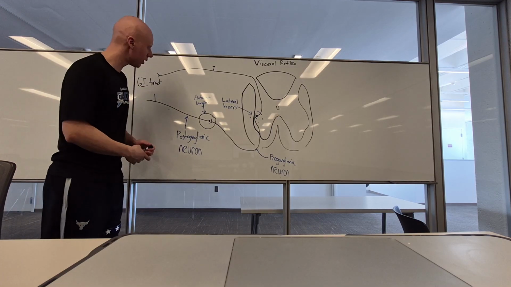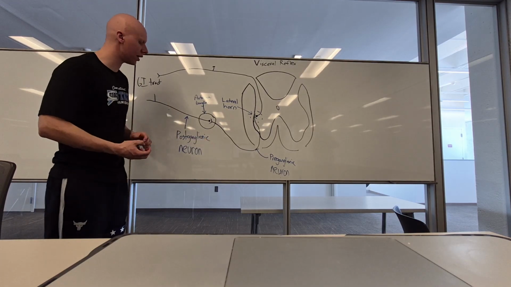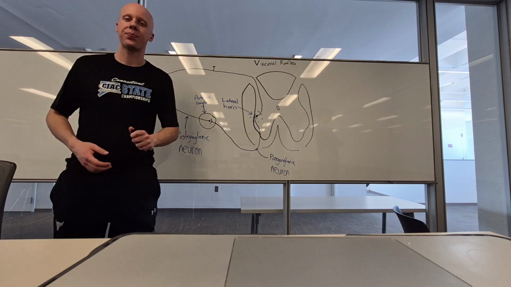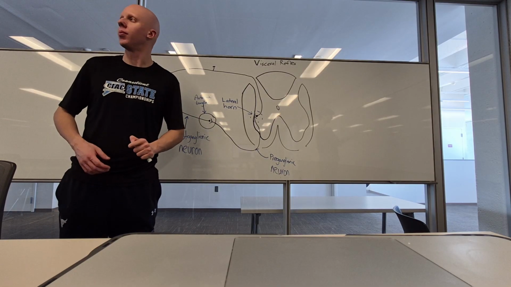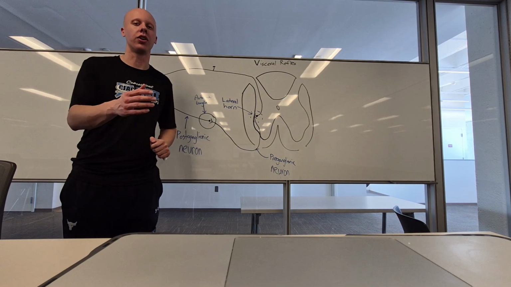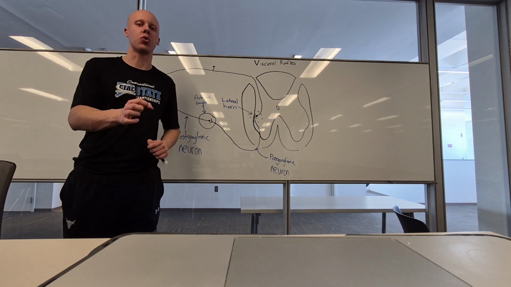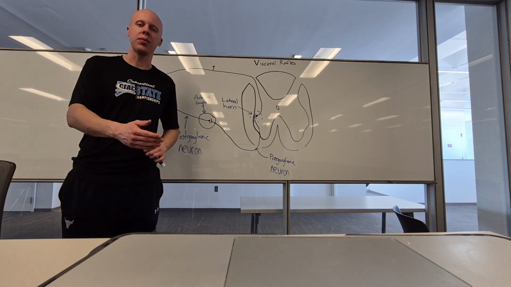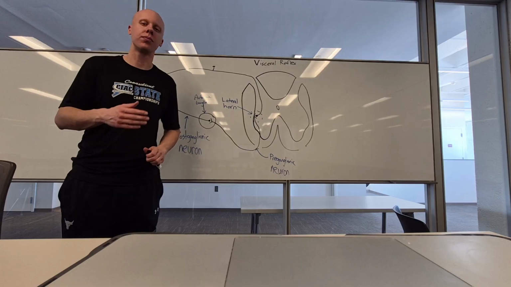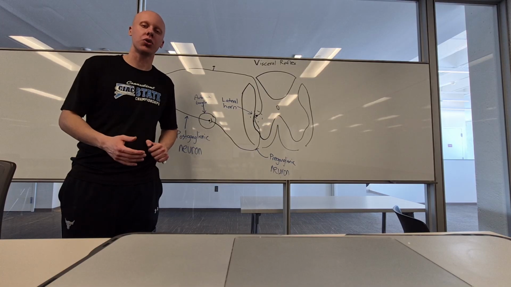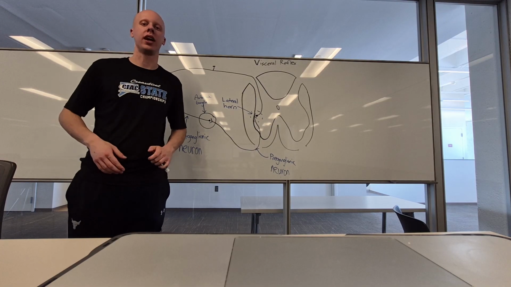Now, the length of the preganglionic and postganglionic neurons all depends on which system you're in. If you're in the parasympathetic nervous system, you have a longer preganglionic neuron and a shorter postganglionic neuron. If you're in the sympathetic nervous system, you have a shorter preganglionic neuron and a very long postganglionic neuron.